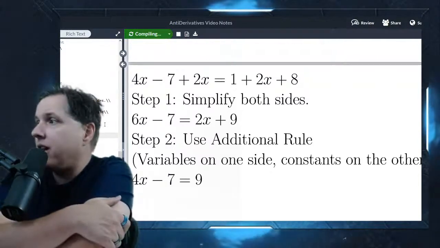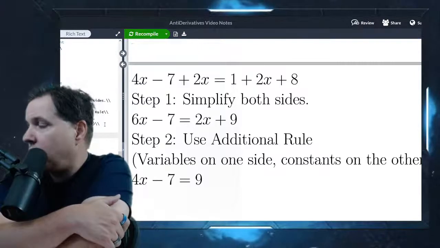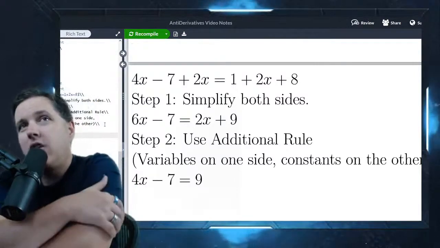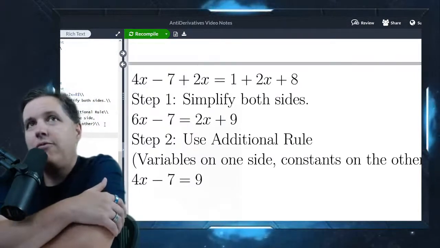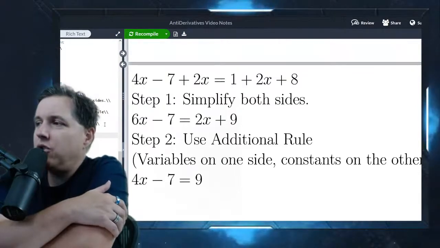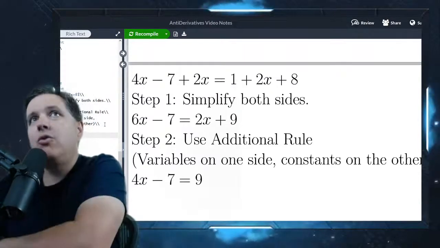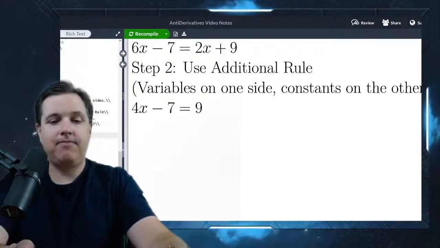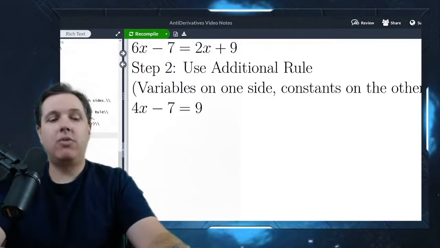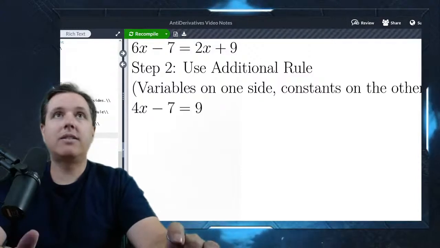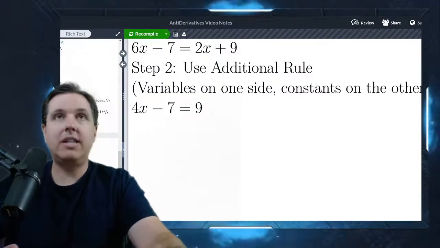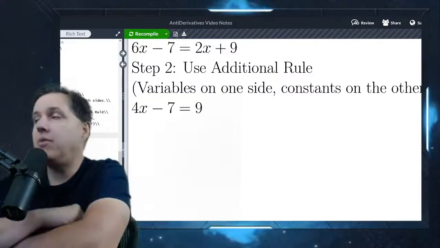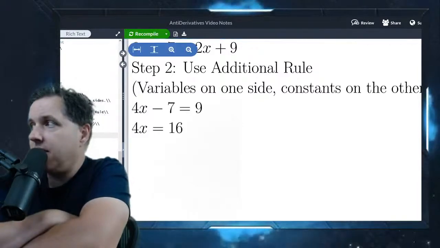Okay, so we're halfway there. I've got all my variables on one side, but I still have to get all my constants on the other. So I have 4x minus 7. How do I undo that minus 7? I undo it with a plus 7. So I'm going to add 7 to both sides. And by doing so gives me 4x equals 16. See, 9 plus 7 is 16.